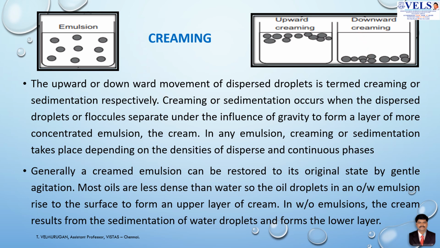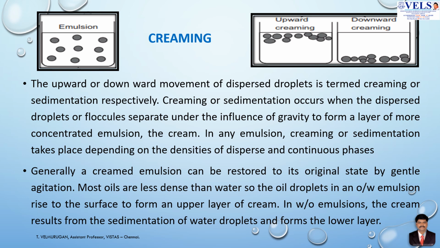Okay. So the upward and downward movement of the dispersed droplet is termed creaming or sedimentation respectively. Creaming or sedimentation occurs when the dispersed droplets or floccules separate under the influence of gravity to form a layer of more concentrated emulsion, the cream. We can call it the cream.